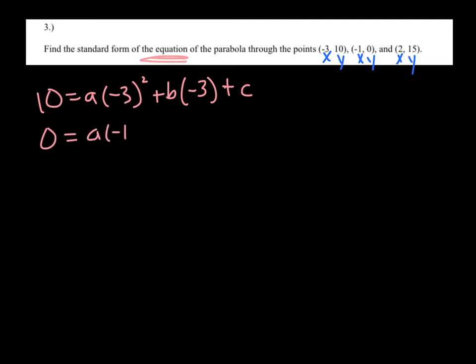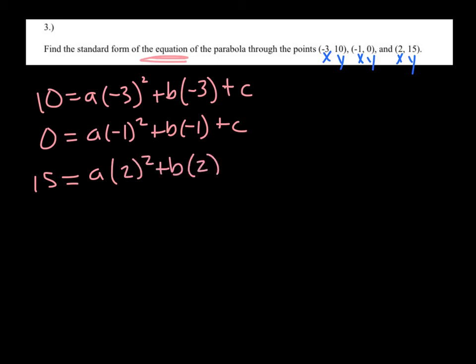So your first equation will be 10 equals a times -3 squared plus b times x, which is -3, plus c. The second equation will be 0 equals a times -1 squared plus b times -1 plus c. And your last one will be 15 equals a times 2 squared plus b times 2 plus c.